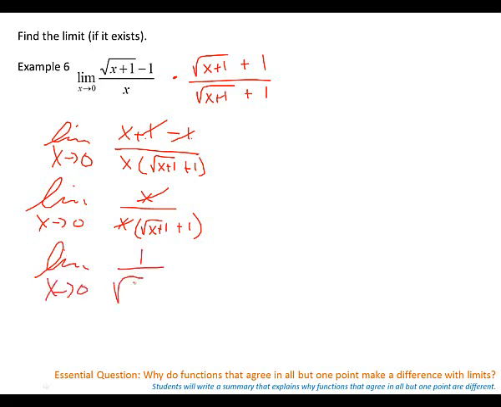So we've got 1 over the square root of x plus 1 plus 1. Now could I sub a 0 into it? Sure. So I've got 1 over the square root of 0 plus 1 plus 1. So this is the square root of what? 1. What's the square root of 1? What's 1 plus 1?